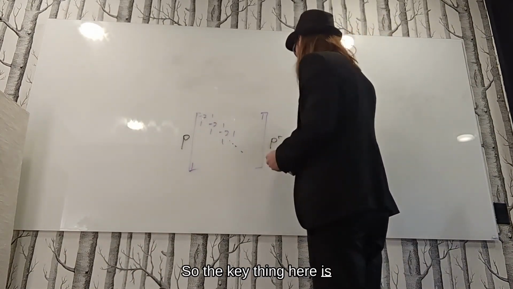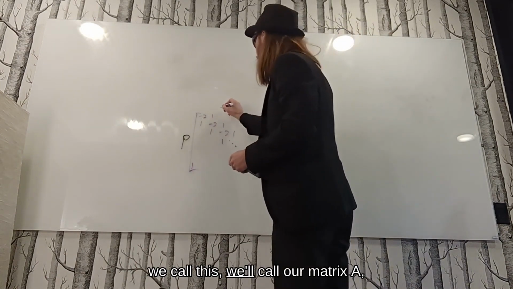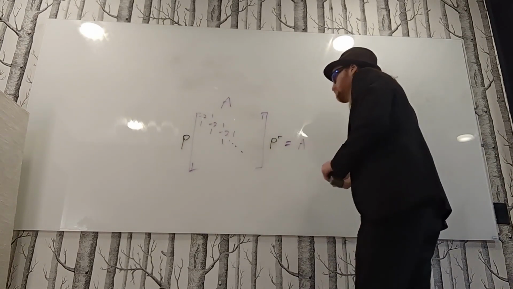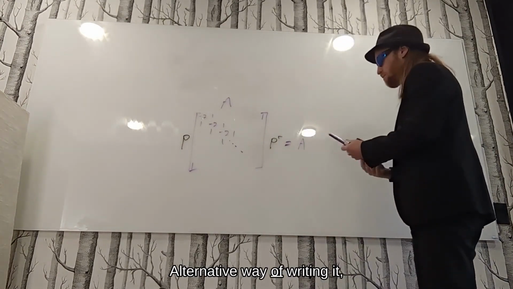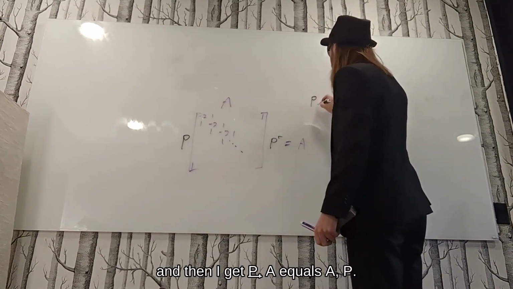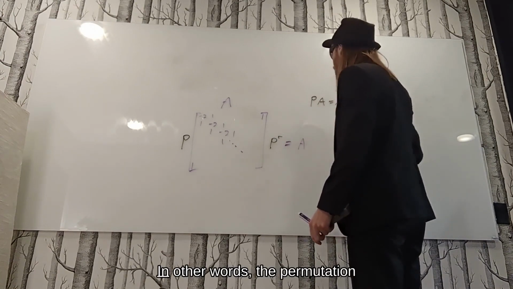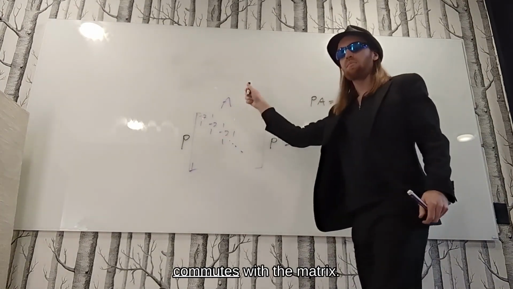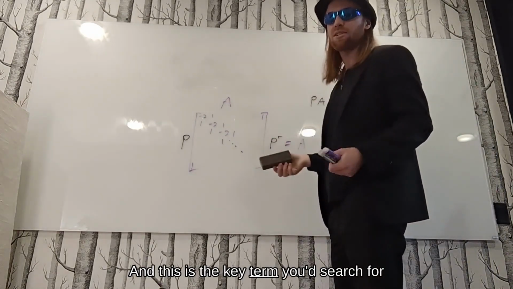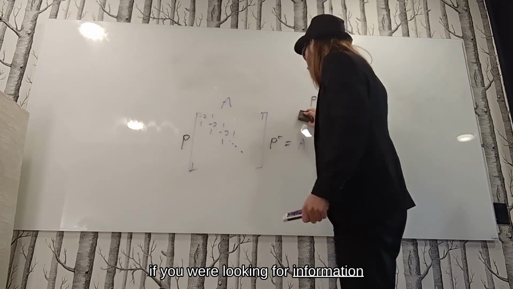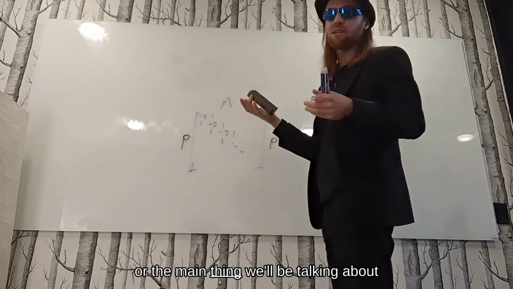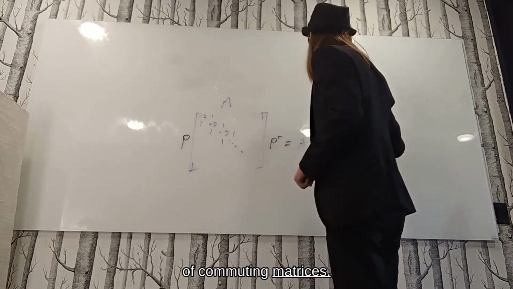So the key thing here is we call our matrix A. We apply P transpose. We have to get back A. Alternative way of writing it, I can move this P over to the other side, and then I get PA equals AP. In other words, the permutation commutes with the matrix. And this is the key term you'd search for if you were looking for information about this sort of thing online: commutative matrices, or the main thing we'll be talking about is simultaneous diagonalization of commuting matrices.